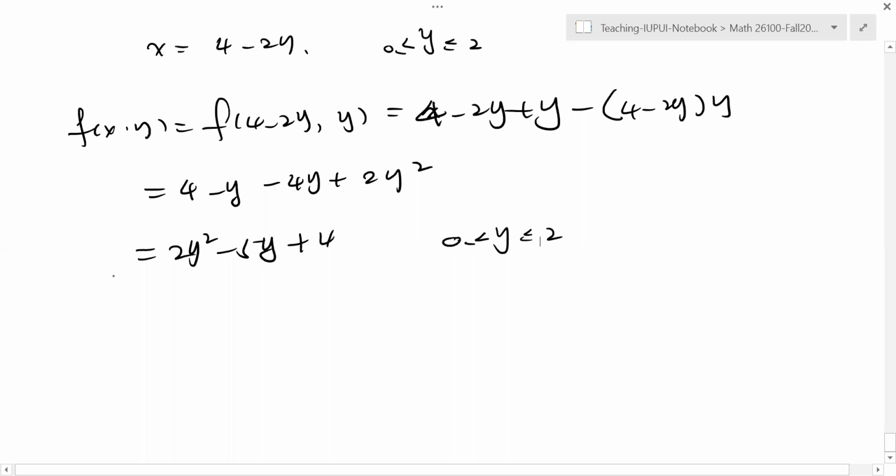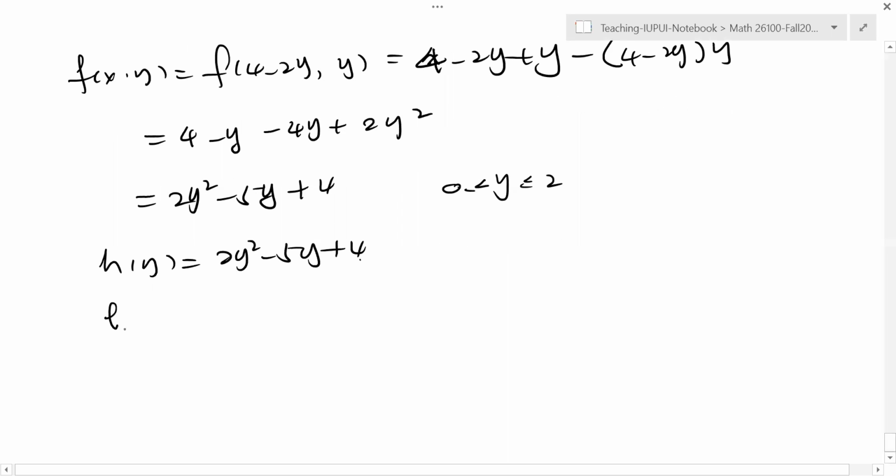Now, the critical point. Again, you have to apply the theorem for a function in one variable, right? So let's call it h. We want to find the absolute maximum value and absolute minimum value of this function. So h prime of y equals 4y minus 5 equals 0, y equals 5 over 4.